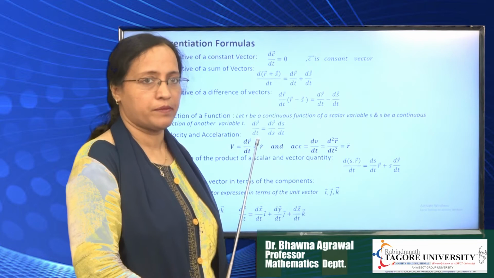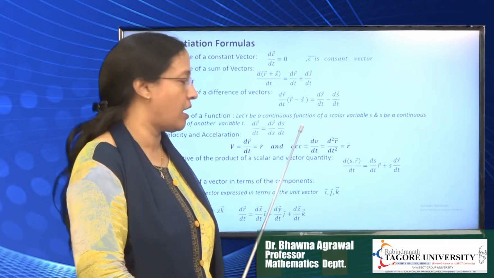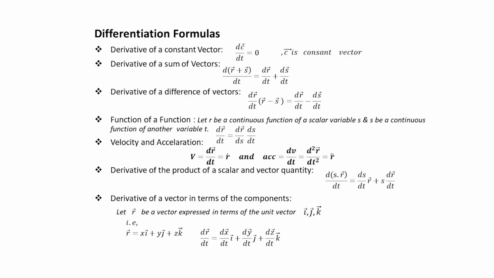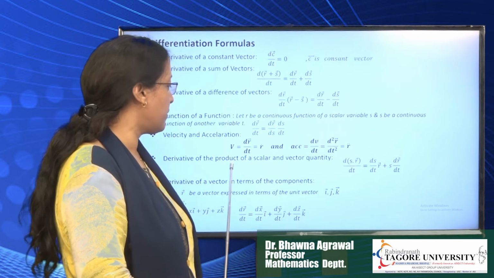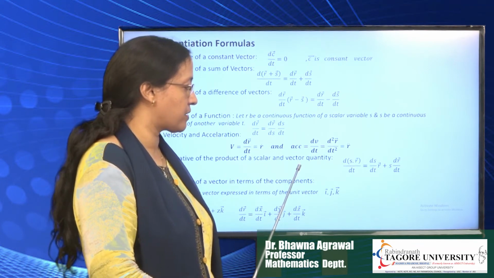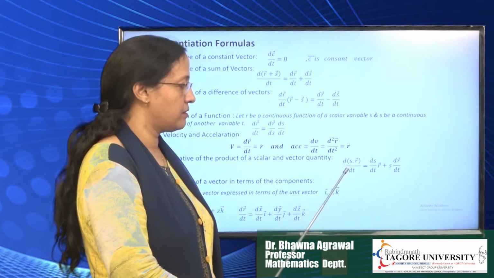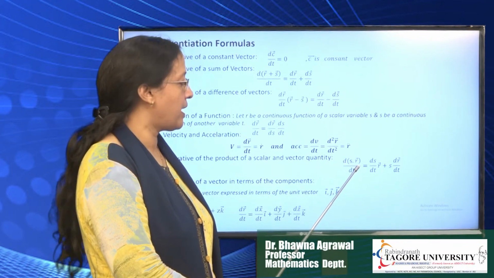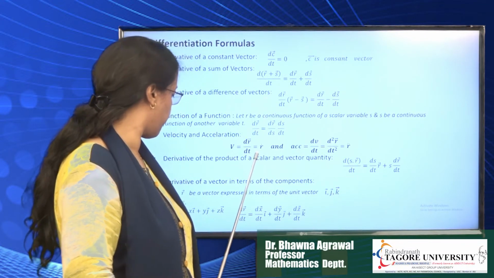Velocity and acceleration. Velocity is equal to dr by dt, and it can be represented as r dot. Acceleration is dv by dt, the derivative of velocity with respect to t. It may be written in this way and in this way. Derivative of the product of a scalar and vector quantity: here s is a scalar and r is a vector.